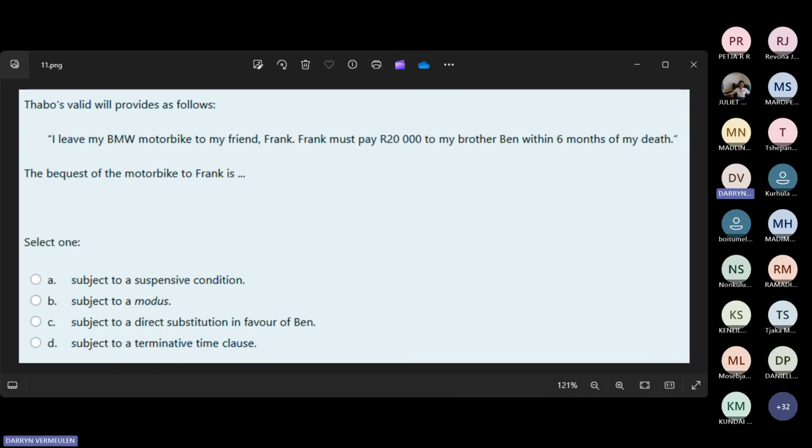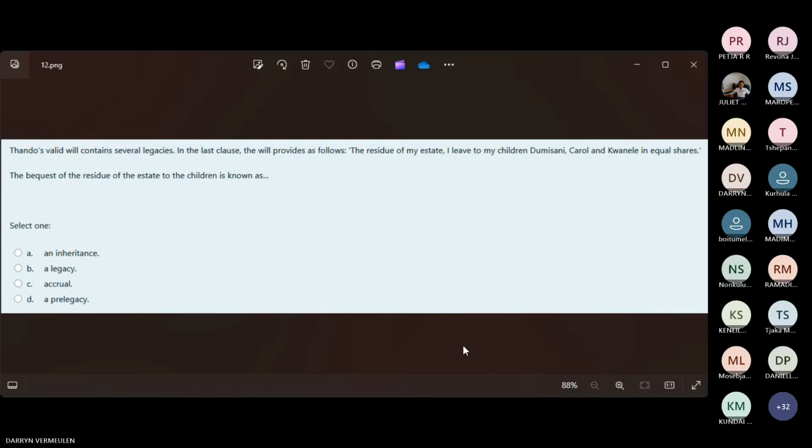Right. Let's see. Question. We'll do this as our second to last question, I think. All right, so Tando's valid will contains several legacies. In the last clause, the will provides as follows. The residue of my estate I leave to my children Dumasani, Carol, and Corneli in equal shares. The bequest of the residue of the estate to the children is known as A, an inheritance, B, a legacy, C, an accrual, or D, a pre-legacy.